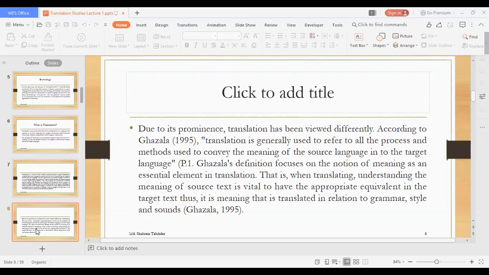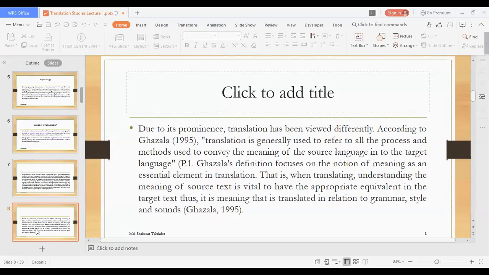And also, the style, the way it has been written in the source text, you have to try to maintain the same style as far as it is available in your language. So it should be very close. So equivalence must be there. If it is too far from the source text, it will not be appreciated by the readers as a good translation.